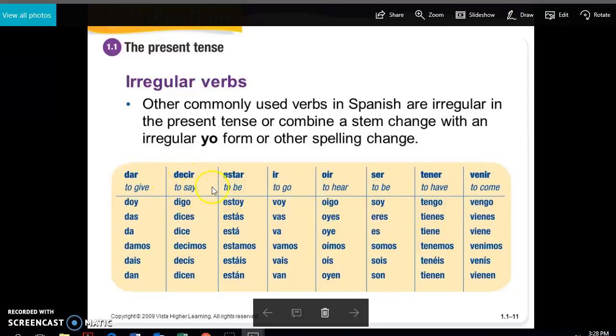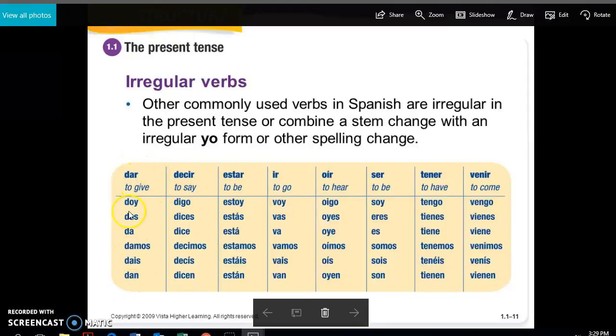Decir, to say, estar, to be, ir, to go, oír, to hear, ser, to be, tener, to have, and venir, to come. We have studied already all these verbs. You must study the spelling. Let me give you a hint.